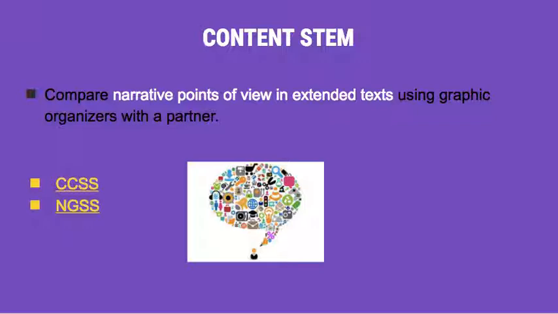Okay, the next part of a language objective includes identifying exactly what we want them to do in the content area. And in this case, we want them to compare narrative points of view in extended text. That content stem comes directly from the Common Core standards, or could have come from the National Science Standards.